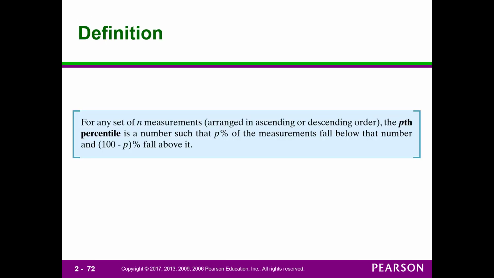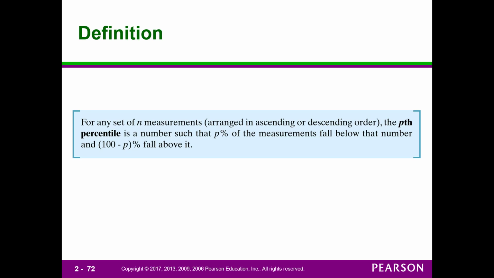So we define the P-th percentile of a data set as follows. For any set of n measurements arranged in ascending or descending order, the P-th percentile is a number such that P% of the measurements fall below the number and (100 minus P)% fall above it.